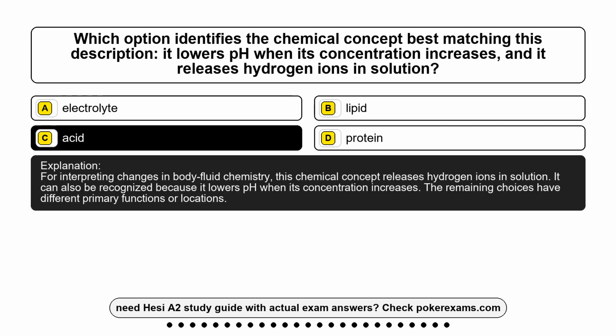For interpreting changes in body-fluid chemistry, this chemical concept releases hydrogen ions in solution. It can also be recognized because it lowers pH when its concentration increases. The remaining choices have different primary functions or locations.